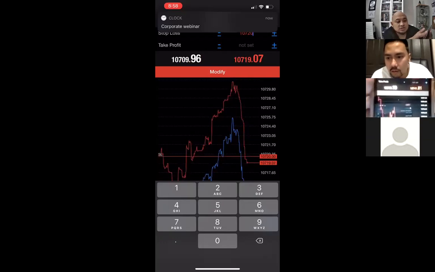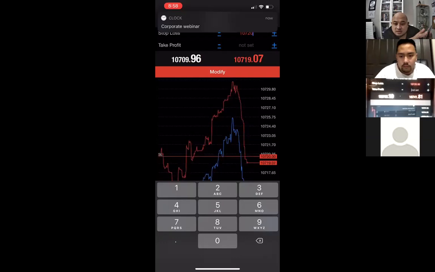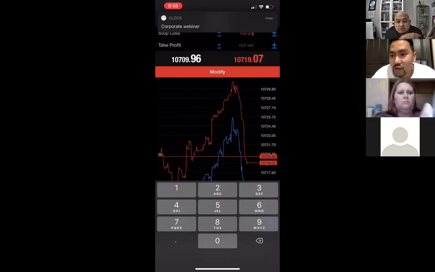So stop loss 10,720. Oh, maybe did you actually go into the market though? Did you trade? Yes. See, that bottom one is the one I clicked on to modify. Oh, you did trade. Okay. So click on it again. It should work though, because I just tried it right now and it worked for me. Okay, and I hit modify and that's where it goes.